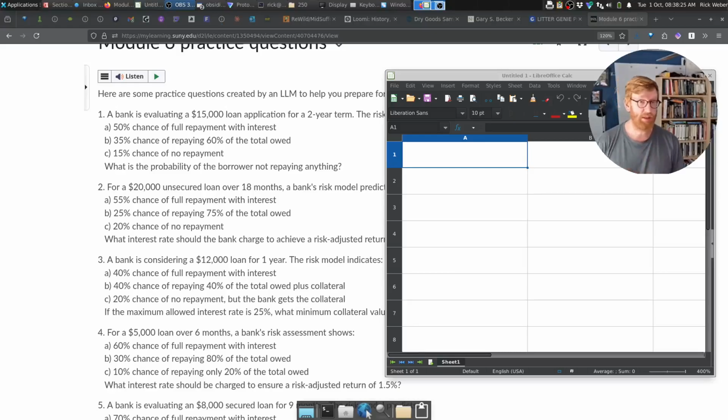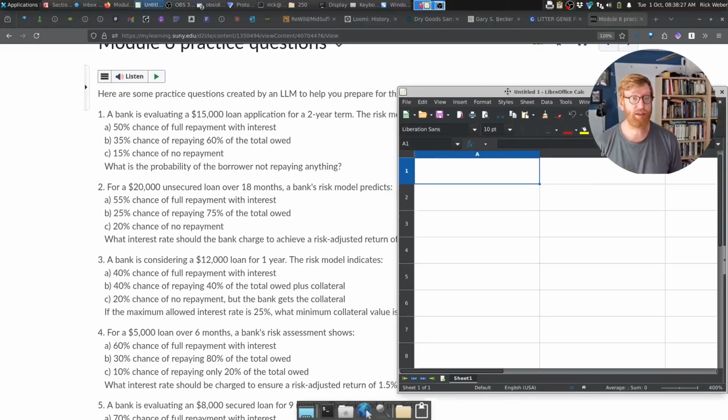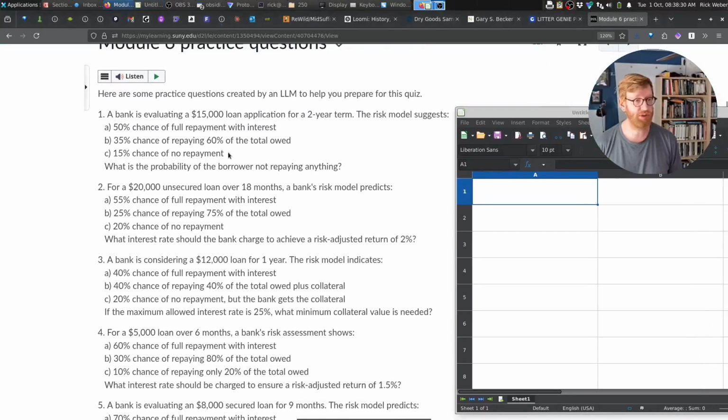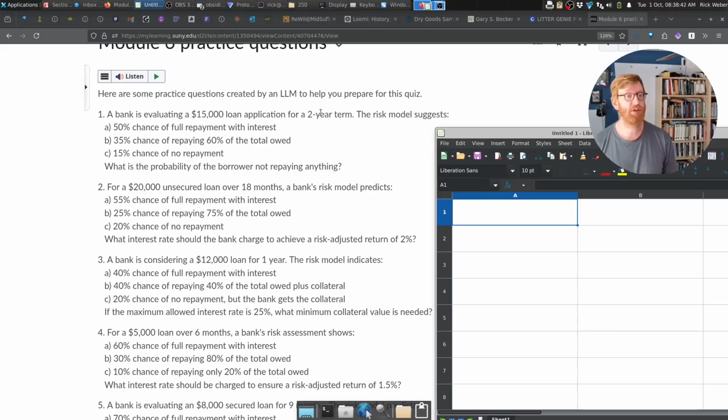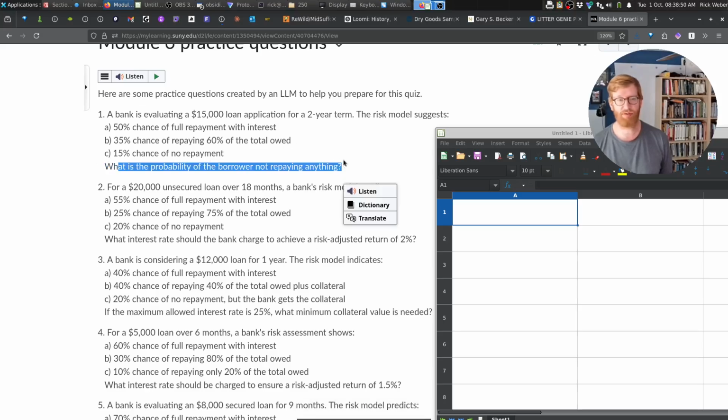All right, let's take a look at these practice questions for Module 6. So what we're looking at here is expected value math. We've got a loan, $15,000, 2-year term. We've got some level of interest. Actually, question 1, this one's extra straightforward. We're just asking about the probability here.